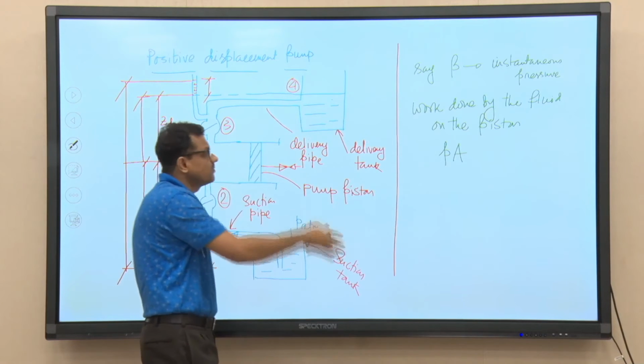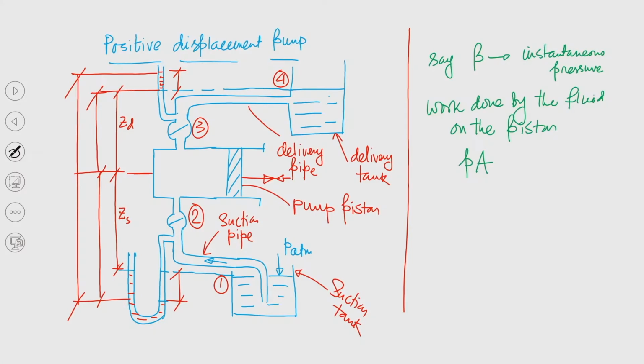So, because of this instantaneous pressure, that will create a force on the piston, that is P A, into, and say if the movement of the piston is delta x, that is the movement of piston. Okay. So, this is again instantaneous work done. So, this is W instantaneous. Okay. So, P into A into dx.